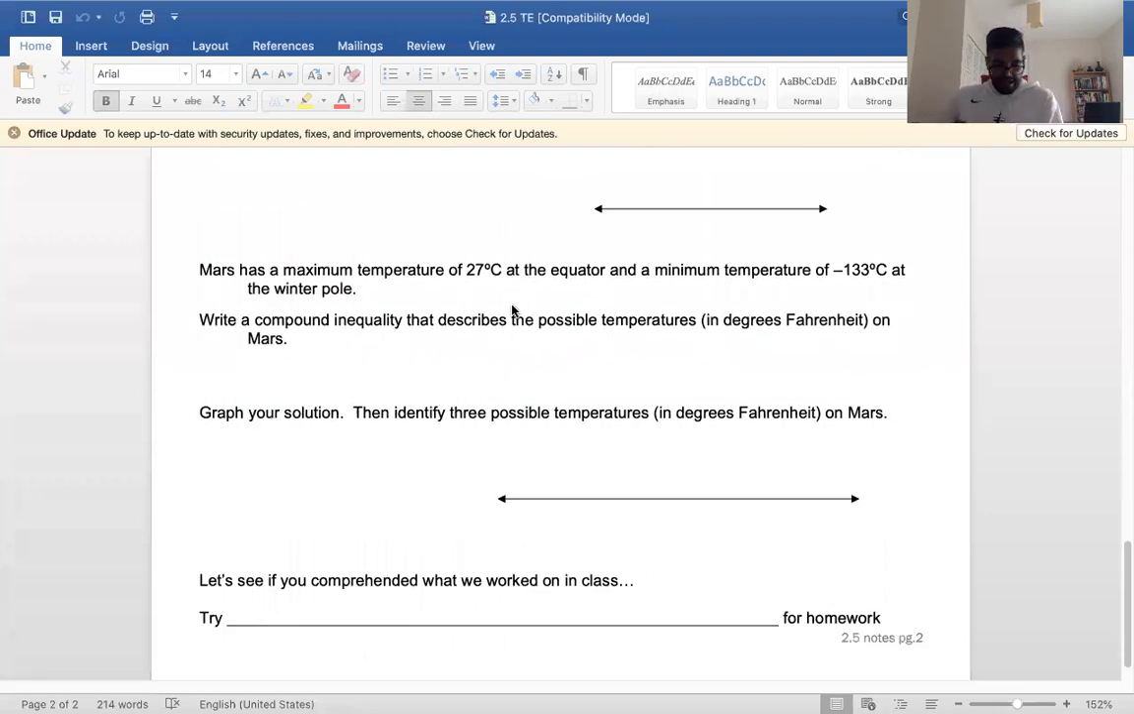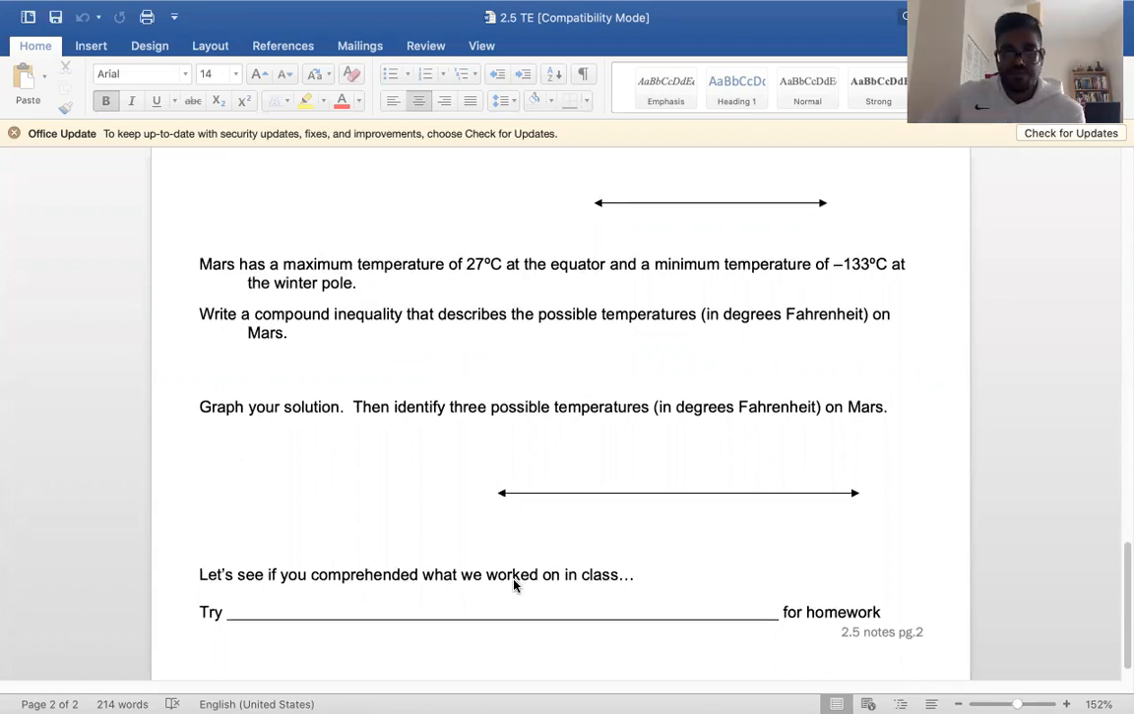Last question. Mars has a maximum temperature of 27 degrees Celsius and a minimum temperature of -133 at the winter pole. Write a compound inequality that describes the possible temperatures in Fahrenheit on Mars. So we know that the minimum temperature we can have is... x has to be greater than or equal to -133.